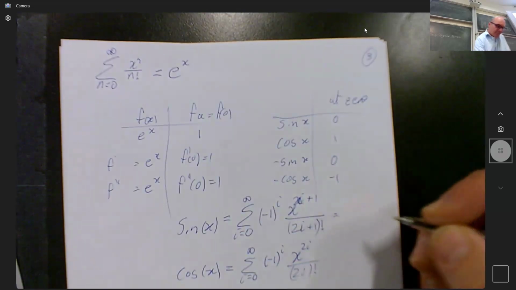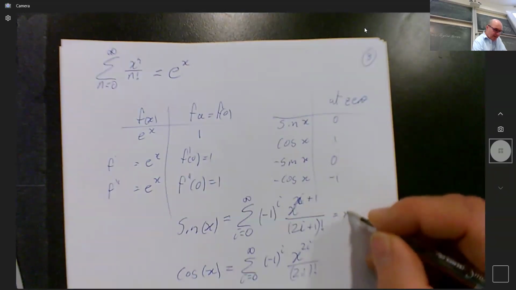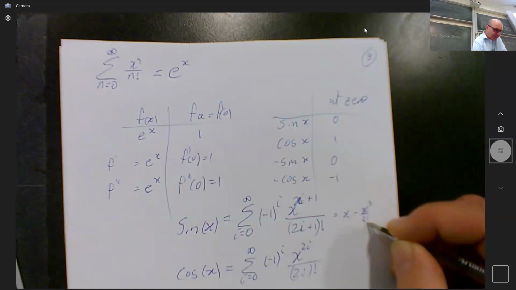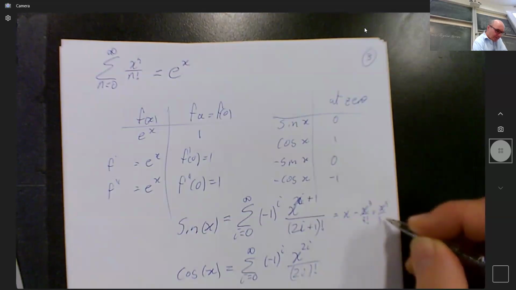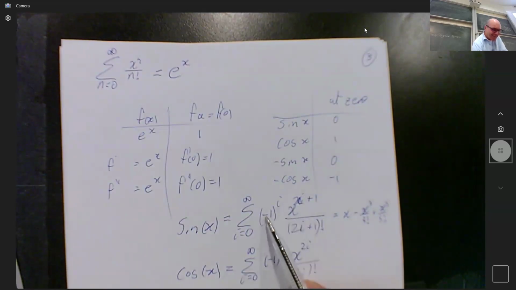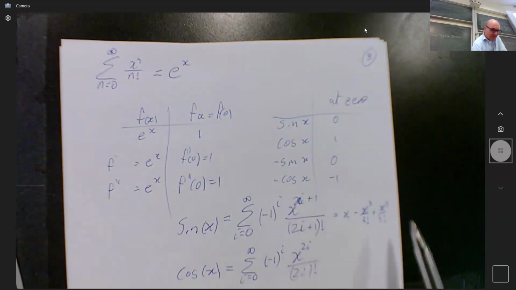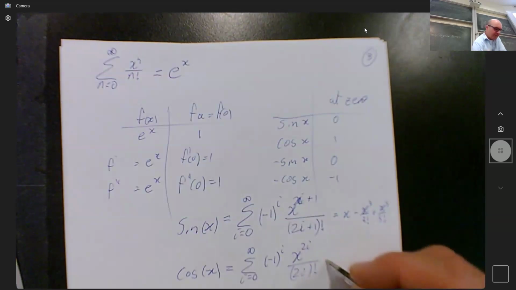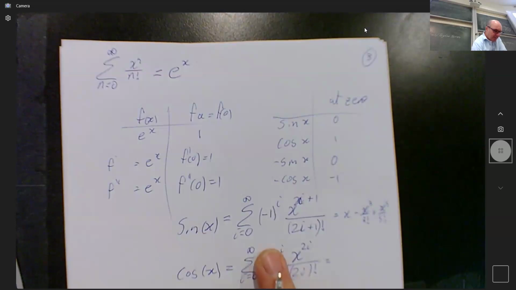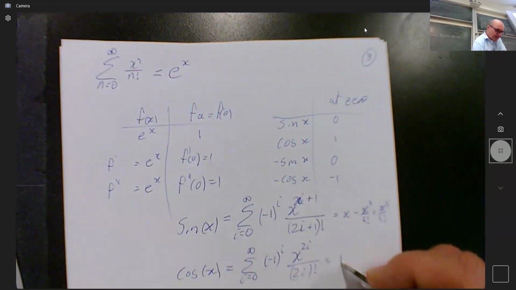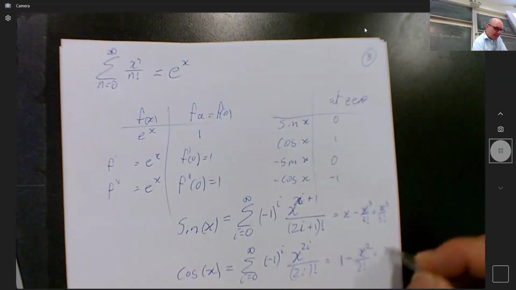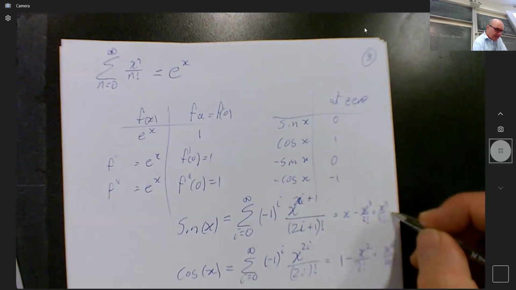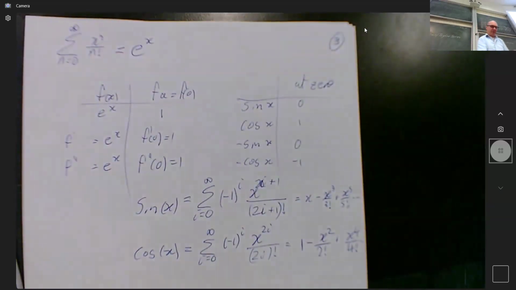So I should be able to just use these to work out what I'm getting. So this should get me x minus x cubed on 3 factorial plus x to the 5 on 5 factorial. Just checking while I'm doing this: when i is equal to 1, that's going to get me x to the power 3, that will be 3 factorial. When i is equal to 2, that becomes positive again, this becomes 5 factorial. Sweet, that's going to work. When I do this one, i is equal to 0, that becomes 1, that's 1, and that's 1, so that is literally just 1. And then when i is equal to 1, that's a negative x squared on 2 factorial, and then i is equal to 2 gets me x to the 4 on 4 factorial, and they go on.